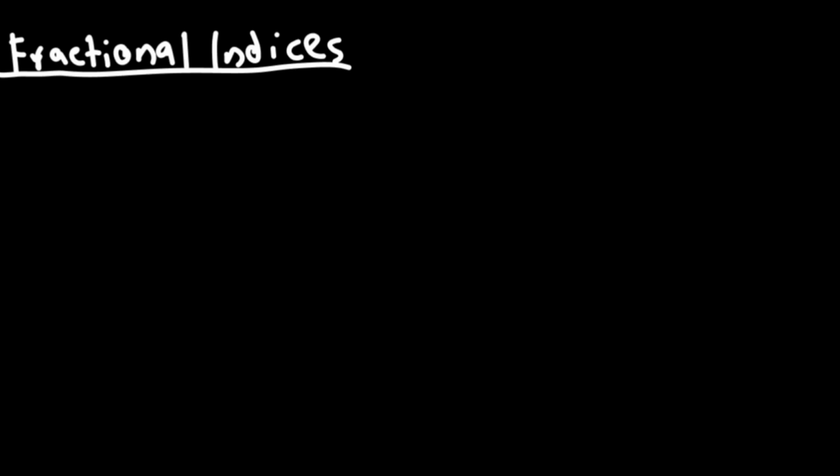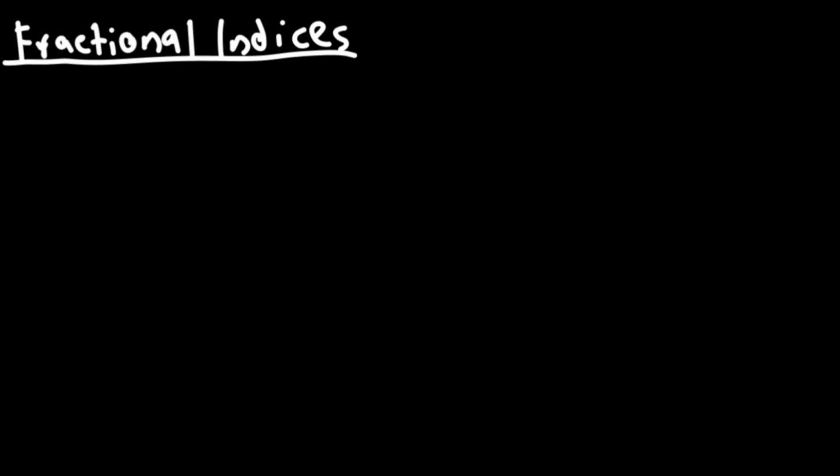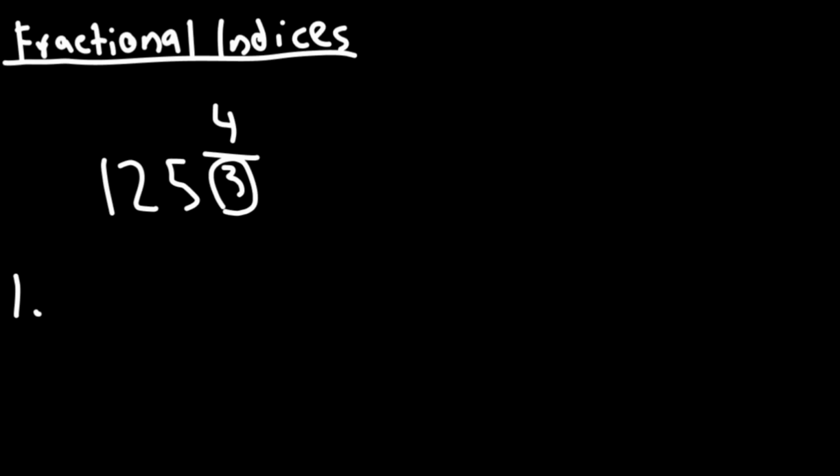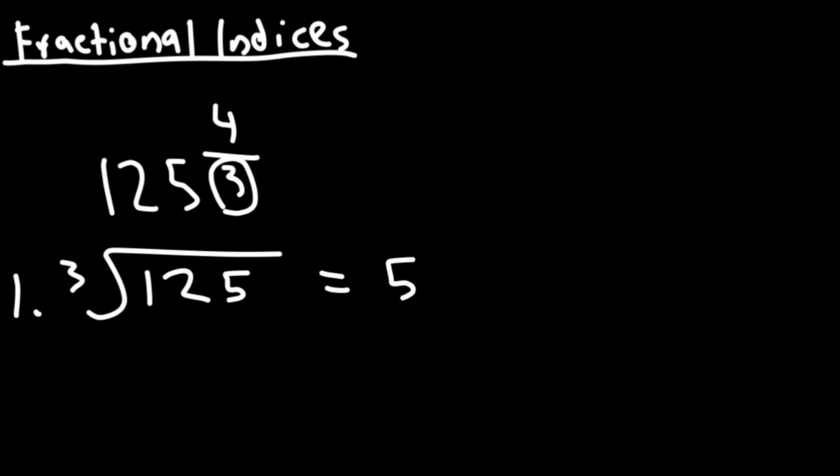So let me do one more example, such as, let's say, 125 to the power of 4 over 3. So, step 1, we take the denominator, which is 3, and make it a root. So I have the cube root of 125. The cube root of 125 is 5, as 5 times 5 is 25, and 25 times 5 is 125.